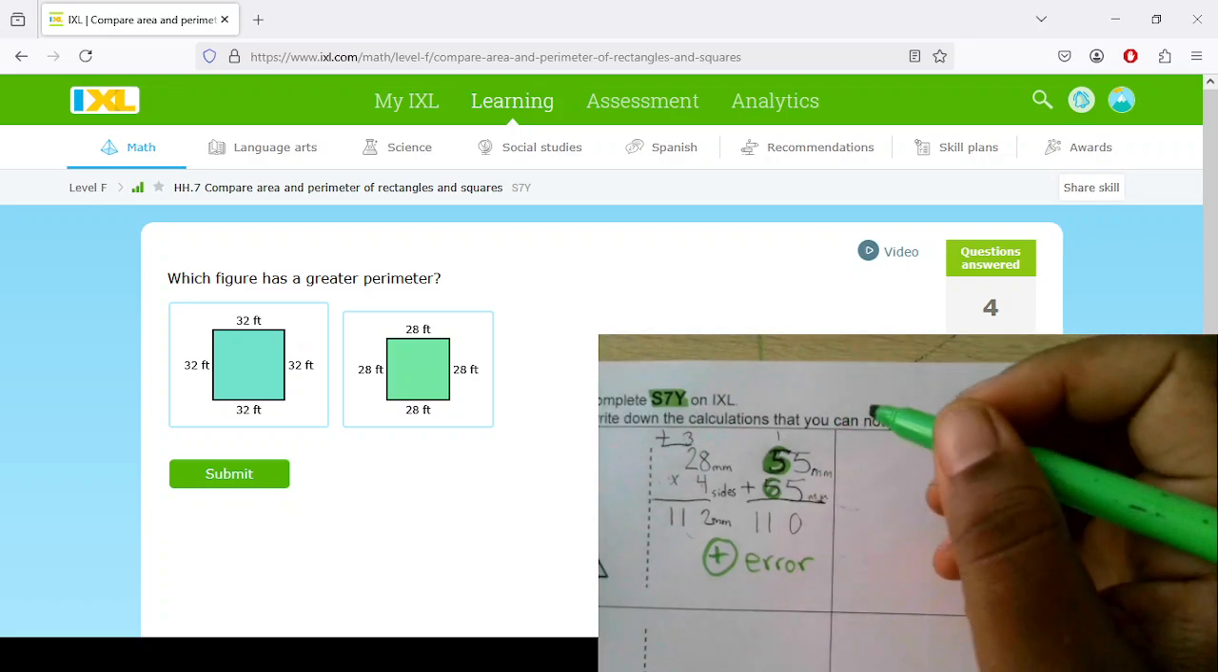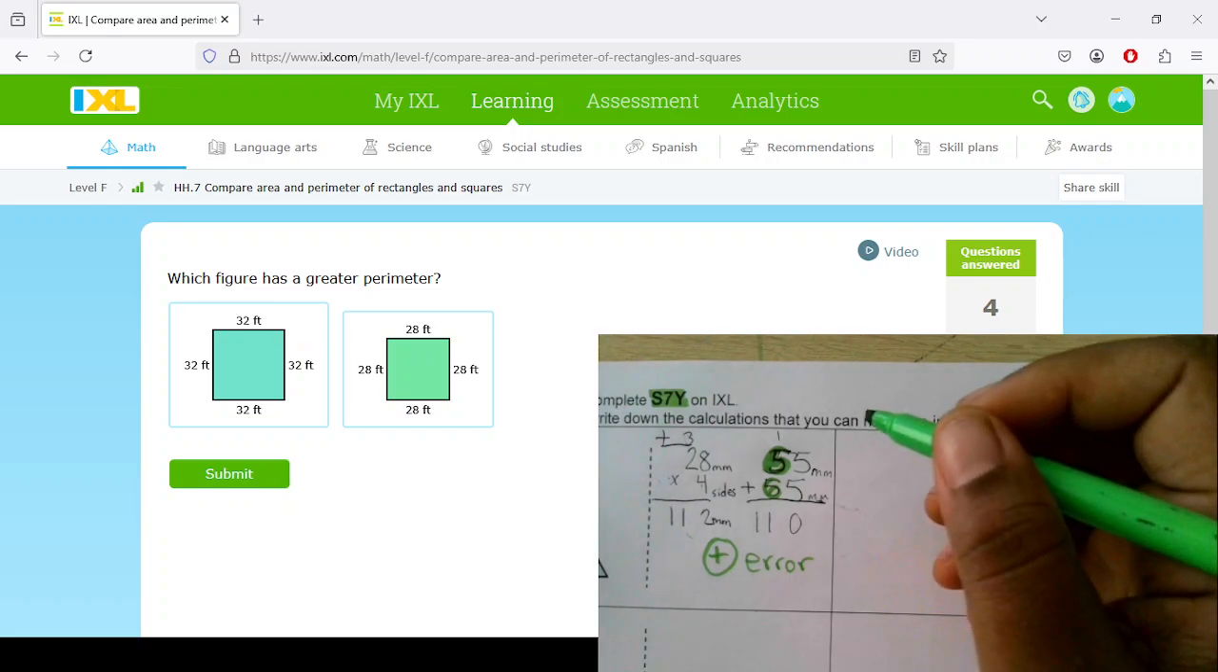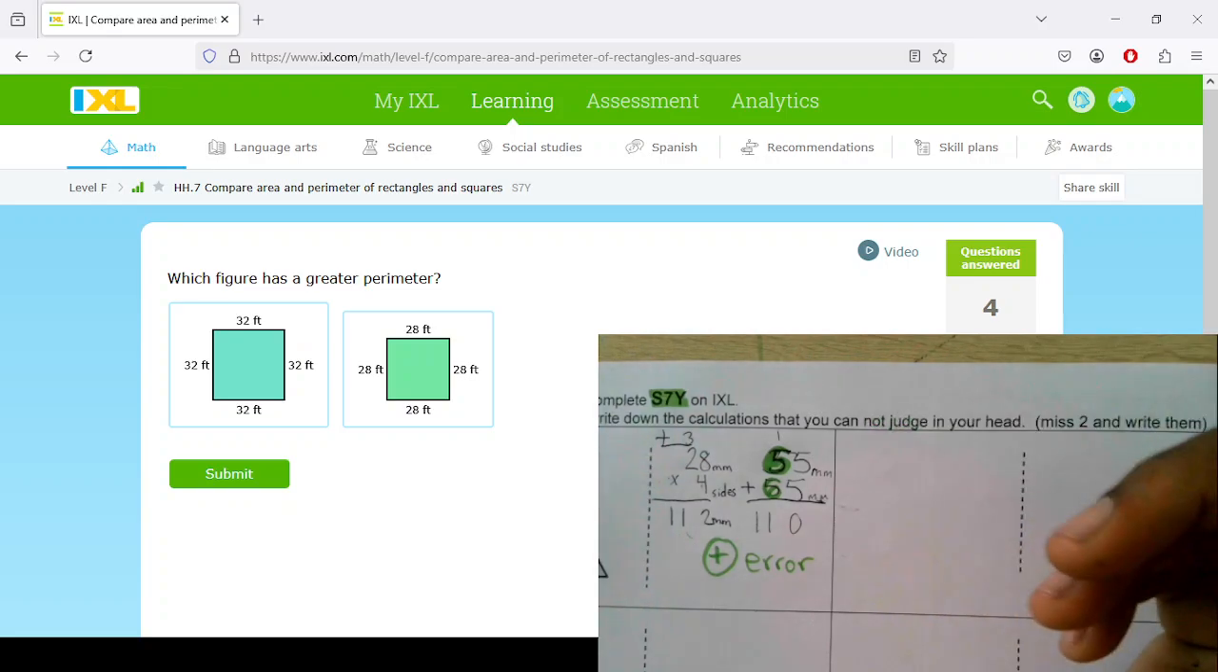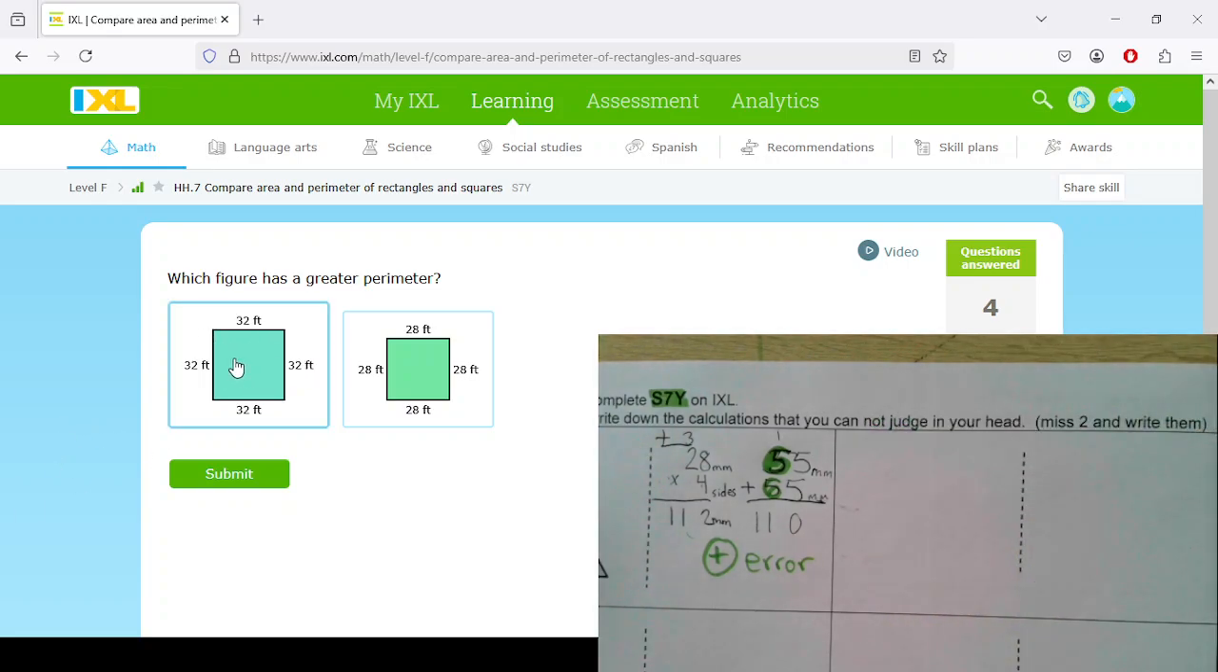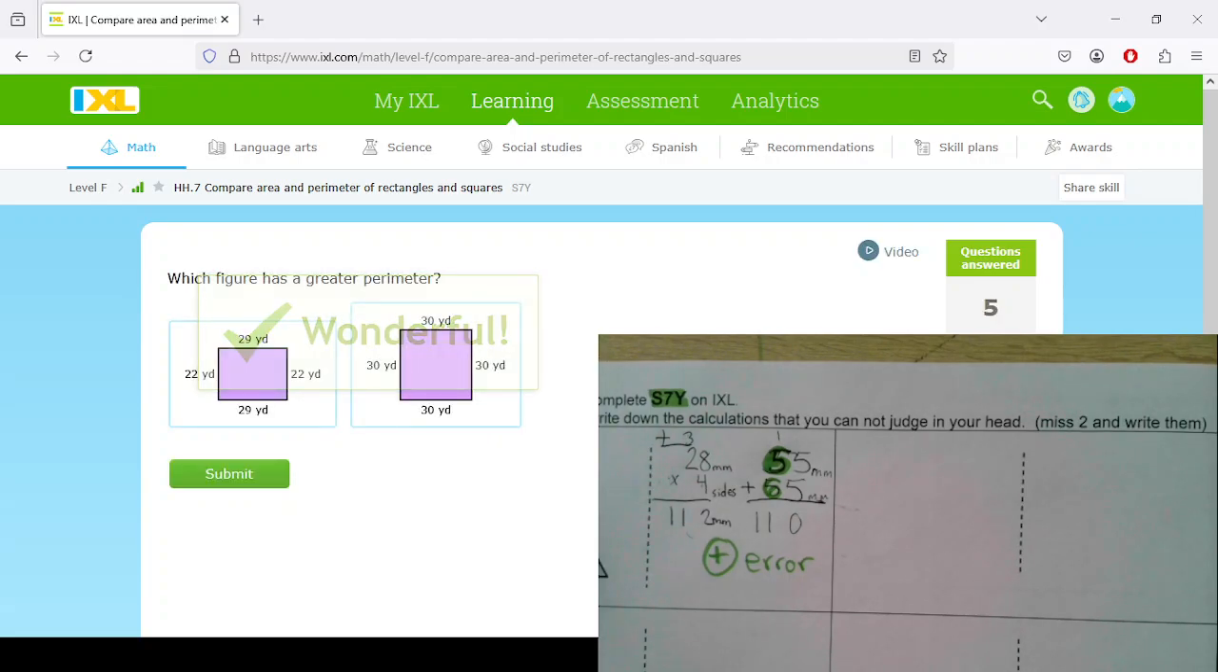Which figure has a greater perimeter? 32 plus 32 plus 32 plus 32 versus 28 plus 28 plus 28 plus 28. All of the sides of the blue one are 32 feet. All of the sides of the green one are 28 feet. 32 is greater than 28, and so 32 times 4 is going to be greater than 28 times 4. I can judge that in my head, so I didn't need to write it down.